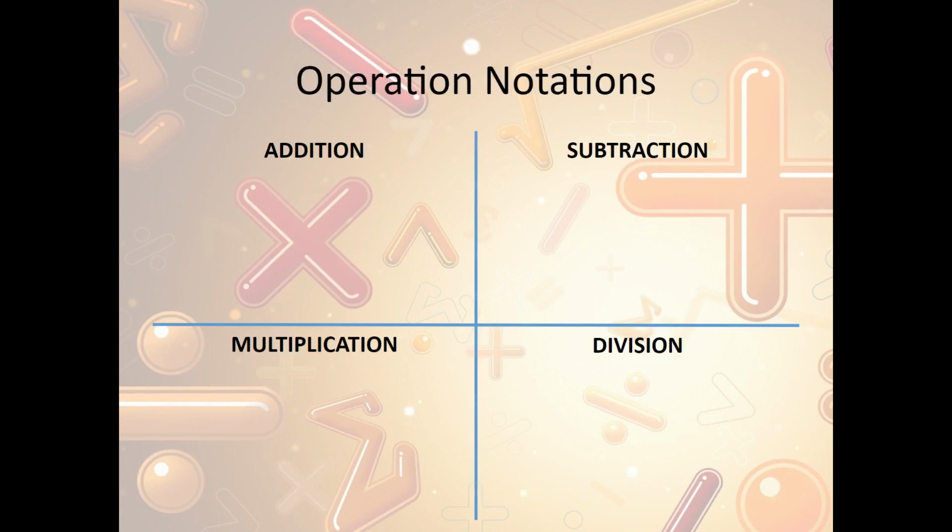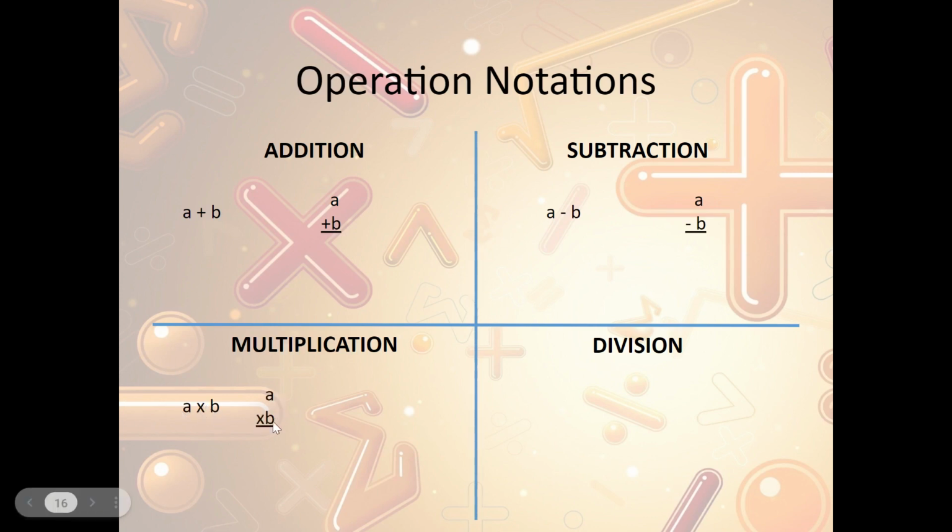Now, operation notations: there are certain ways we can write addition, subtraction, multiplication, and division. Addition, we can write as a plus b in this way, or we can write it stacked. Subtraction, the same thing: we can write it as a minus b this way, or we can write it stacked. Now multiplication can be written as a with the little x here, b.